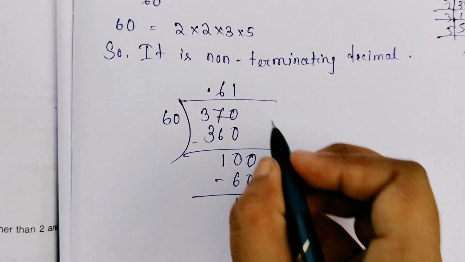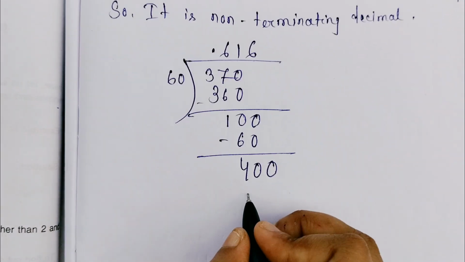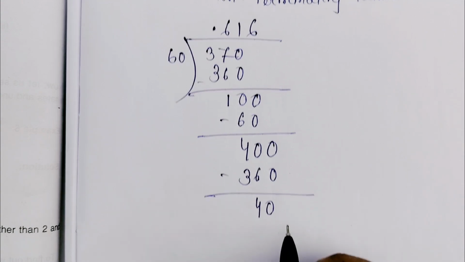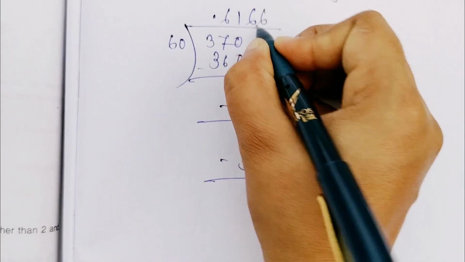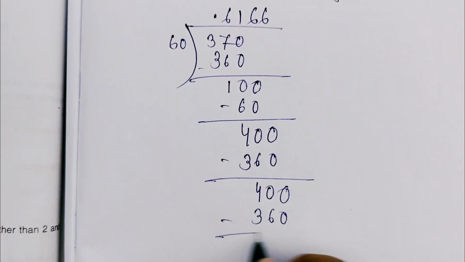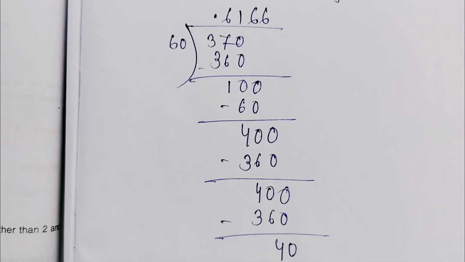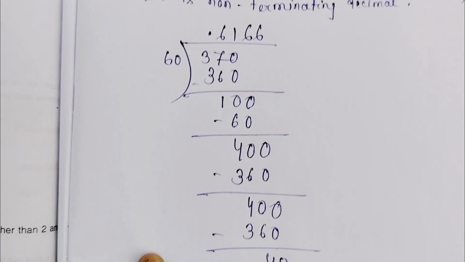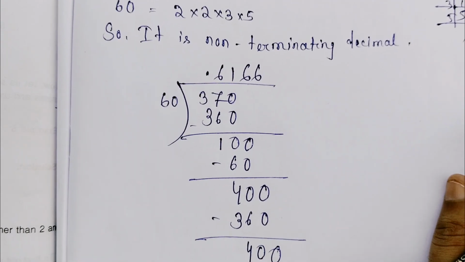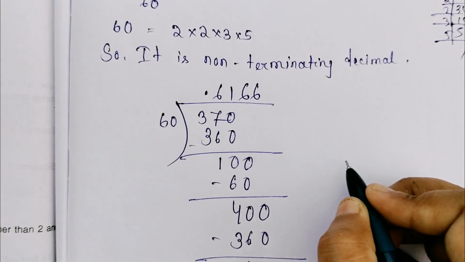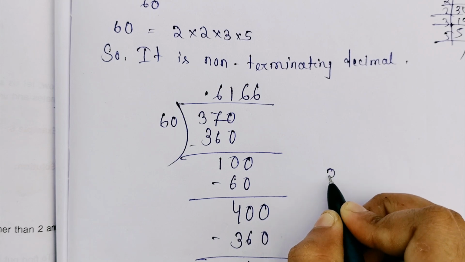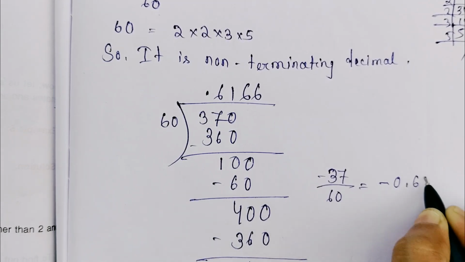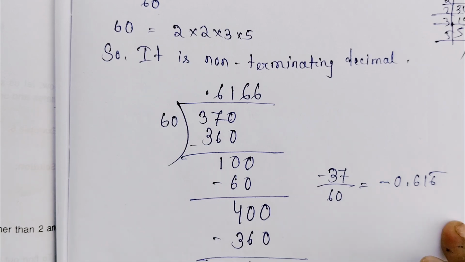Then 400. Then 6 times 6 is 360, and we find 40 again. Then put 40. Then 6 times 6 is 360. Here we also find 40, and the remainder is 40. So it is a non-terminating repeating decimal. Minus 37 by 60 equals minus 0.616. It is a non-terminating repeating decimal.